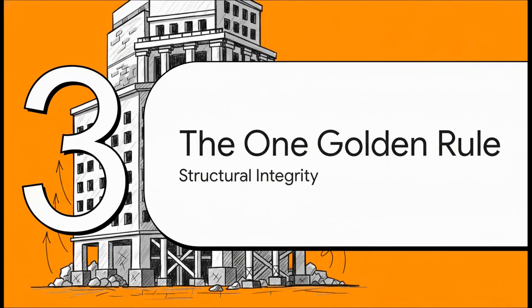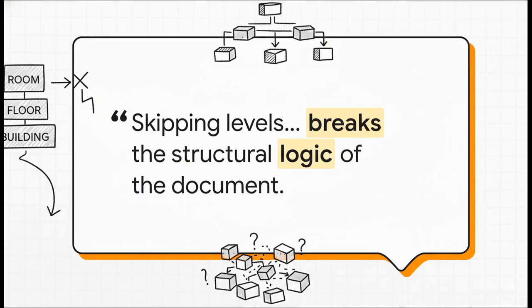Now, for our building to stay strong and not just collapse into a pile of rubble, there is one golden rule you absolutely have to follow. This is all about maintaining the structural integrity of your document. And here is that rule. It's simple. You can't skip levels. You always have to move from a larger level to the next one down in order, from the building to a floor to a room. You never, ever jump. Doing that breaks the entire structural logic.